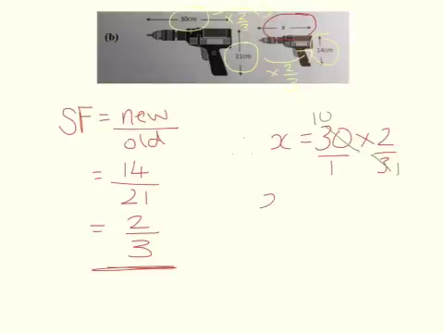10 times 2 is 20. 20 over 1 is 20. So the length of x is 20 centimetres. We're just going to look at one final example when we are using a length scale factor.